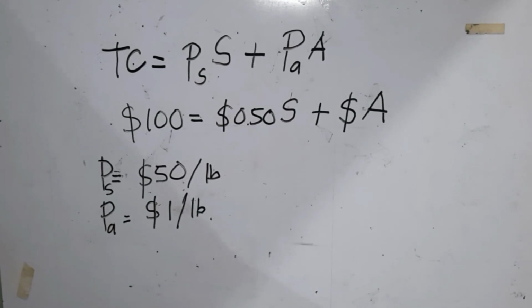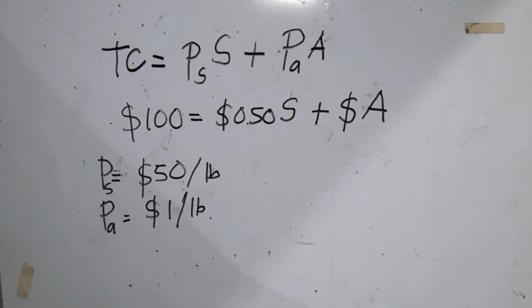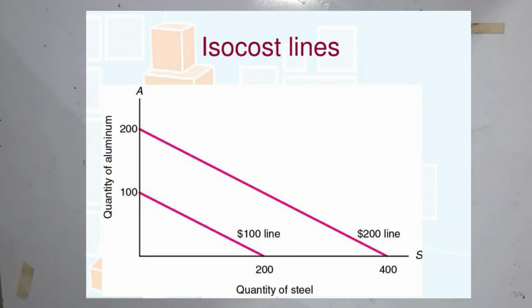So an isocost line displays all combinations of inputs that cost the same. For this example, with our steel at $50 per pound and our aluminum at $1 per pound, this figure shows the isocost lines at $100 and $200 of expenditure. So within this line is a combination that will result in a $100 total cost and a $200 total cost.